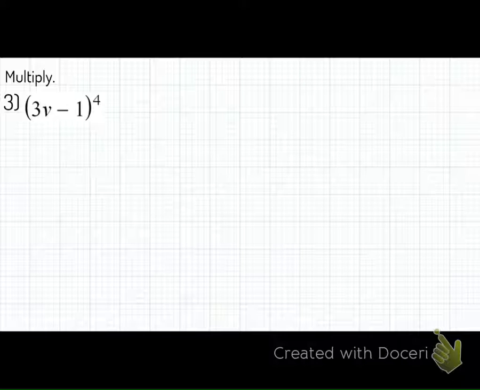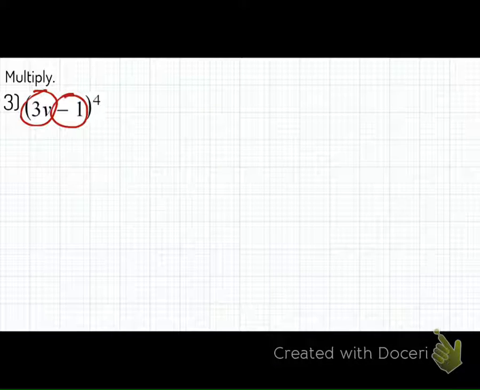Okay, ready? All right, what's my first term in my binomial, everyone? 3v, good. That's my first term. Okay. Second term? -1, good. What's my exponent? Good. So what's going to be my set of coefficients in this one, everyone? 1, 4, 6, 4. Okay, so let's write that down.